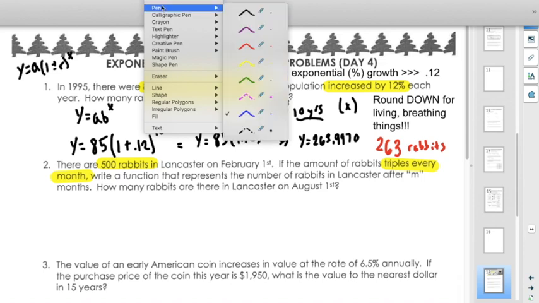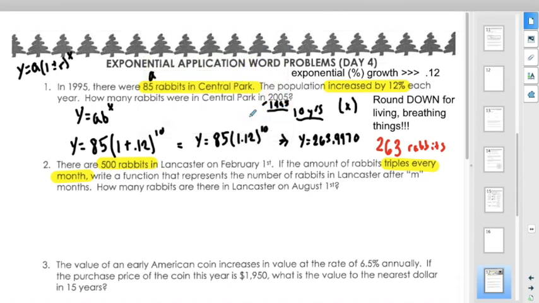So again, what are we working with? That's my first question. Is it linear? Is it an exponential function? Keyword, triples every month. That means, hopefully you see, it's going to be exponential, and it's growth because it's tripling every month. If something is tripling each month, it's getting 3 times as big. So in this case, when we fill in our formula, it's going to be 3. I'll explain why.